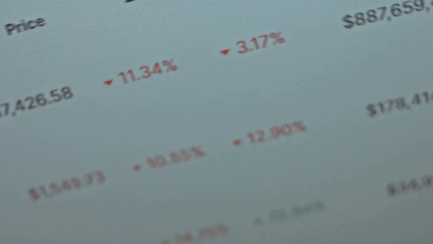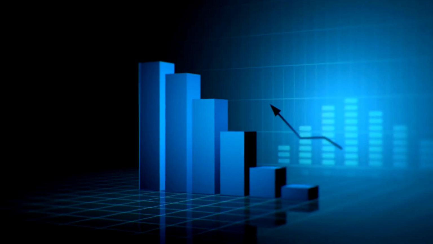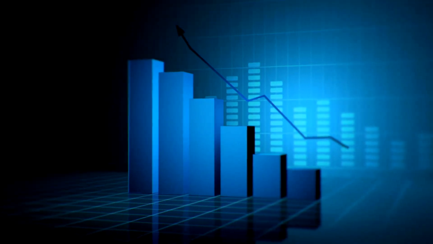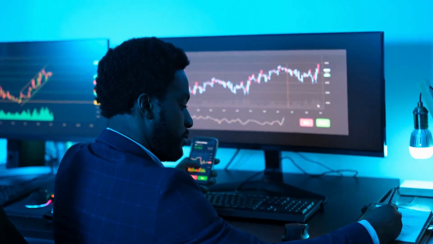To sum it up, the price to sales ratio is a fast way to see how much the market values a company's sales. It's not perfect and it's not the only thing you should look at, but it's a solid starting point for comparing companies, especially in fast-moving industries. So next time you're checking out a stock, take a look at the PS ratio. It might just give you an edge.